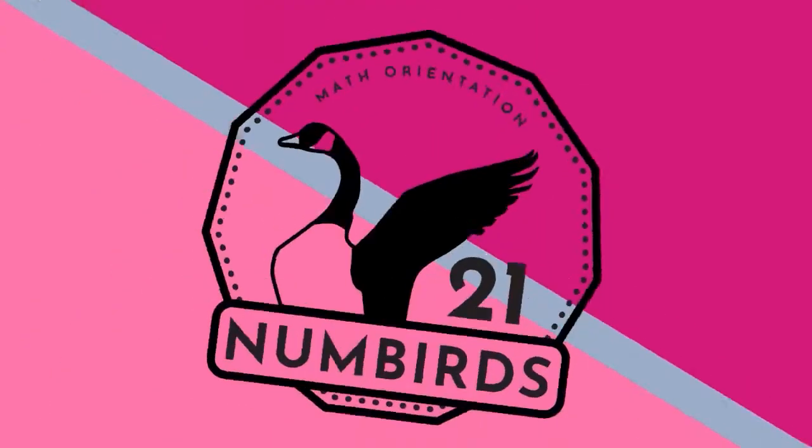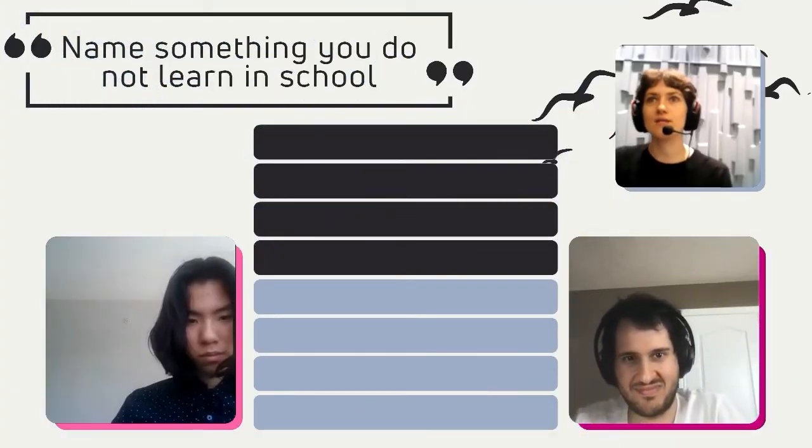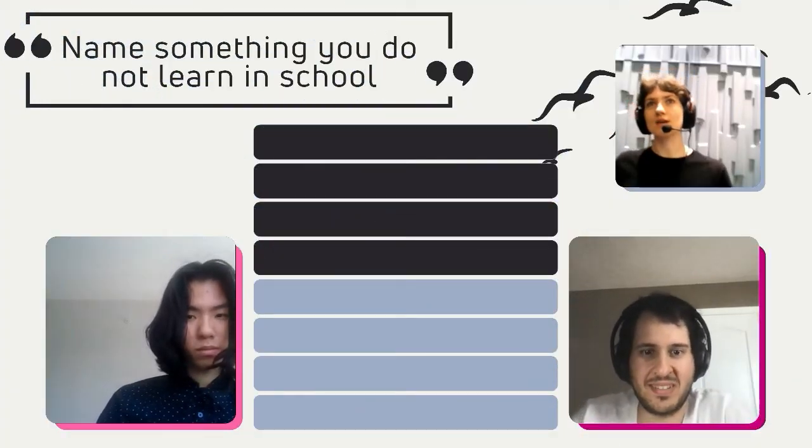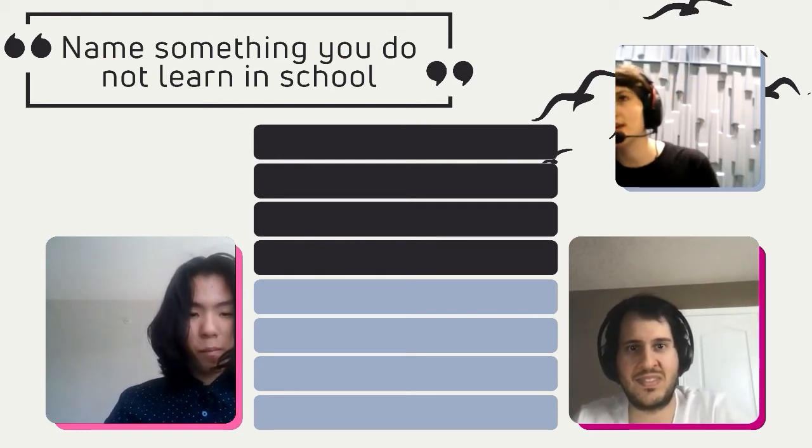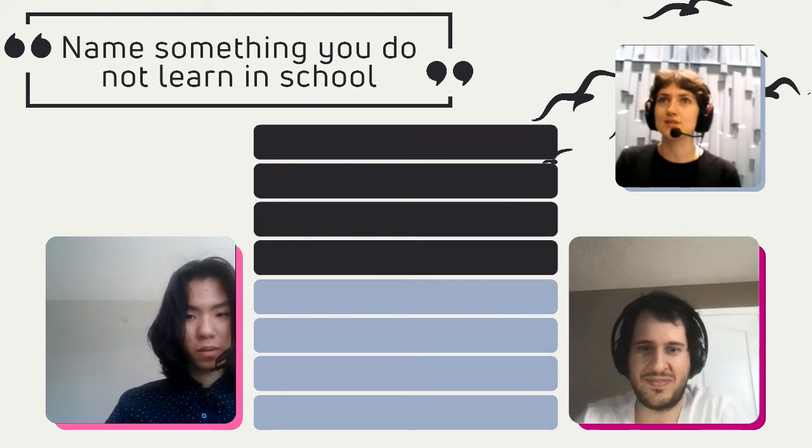Okay, so our next question, we're going back up to the top of Flavian and Carmen. Once again, we polled all the students: name something that they think they did not learn in school.